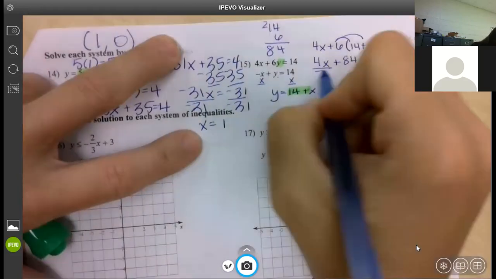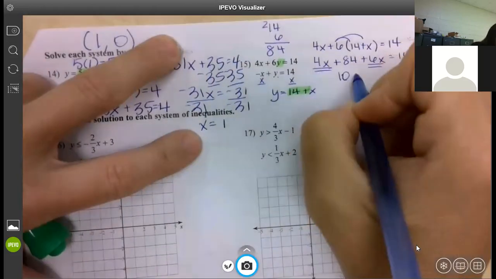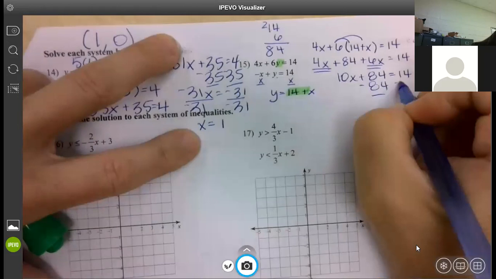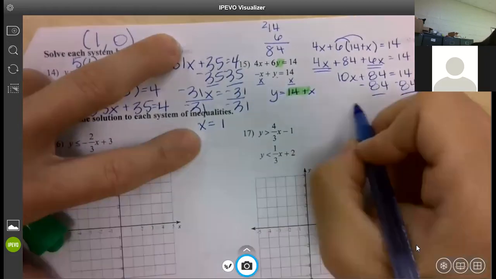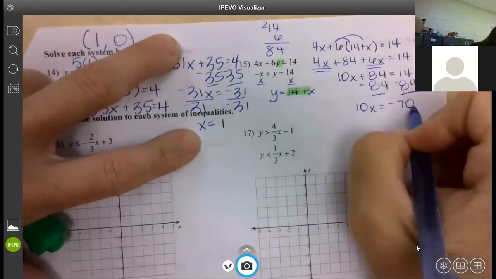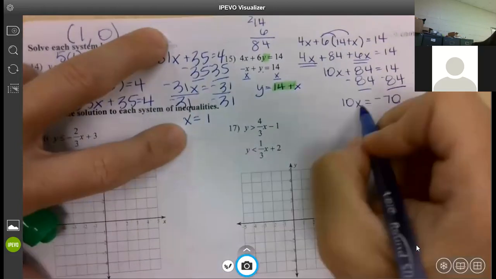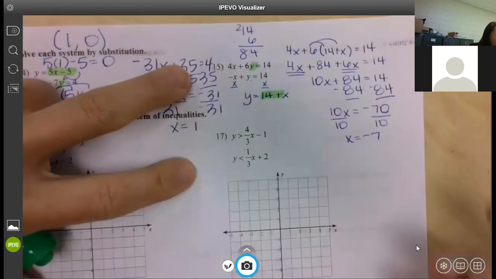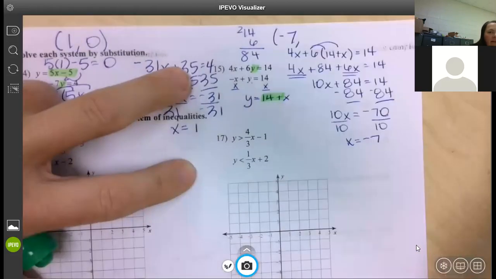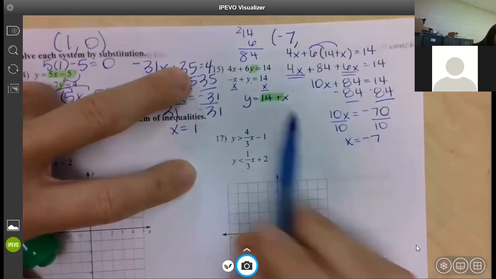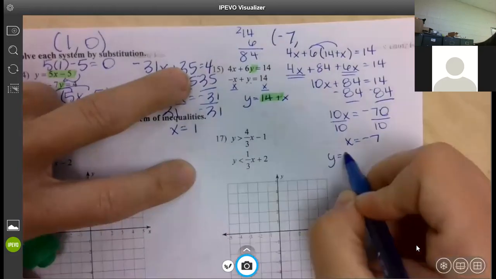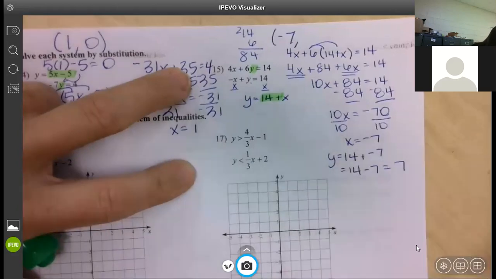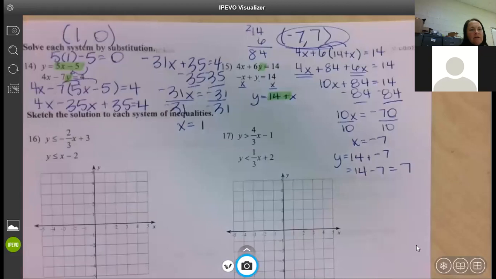Add your like terms. 4x plus 6x is 10x. We're going to subtract 84. If you have to, do it the normal way. You get -70. Divide by 10. You get -7. So the first part of my answer is -7. And then I'm going to plug in for y right here. Y equals 14 plus -7, or 14 minus 7, which is 7. So there's your answer, -7, 7.